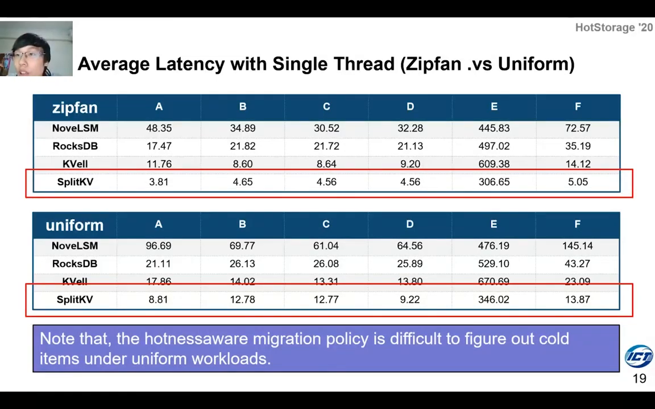These two tables are comparisons of latency under different workload distributions. Note that compared to the results under Zipf workloads, the latency improvement of SplitKV decreases under uniform workloads. This is because the current hotness-aware migration policy is difficult to figure out cold items under uniform workloads.